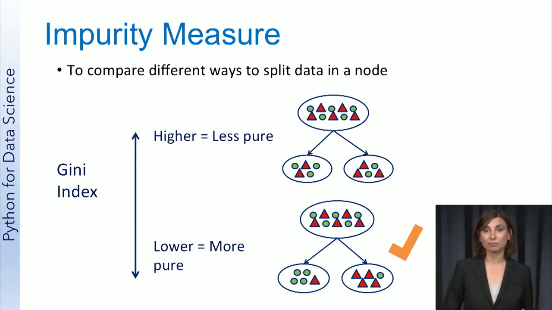minimizes the impurity measure. A common impurity measure used for determining the best split is called the Gini index. The lower the Gini index, the higher the purity of the split. So the decision tree will select the split that minimizes the Gini index. Besides the Gini index, other impurity measures include entropy or information gain and misclassification rate.